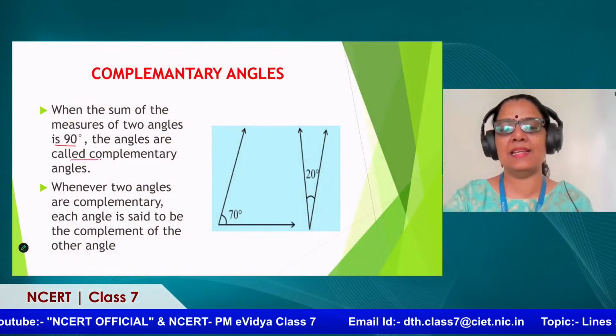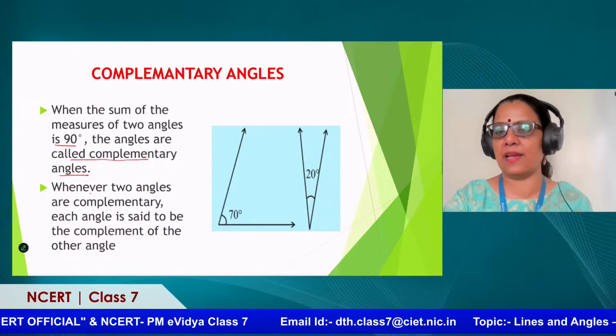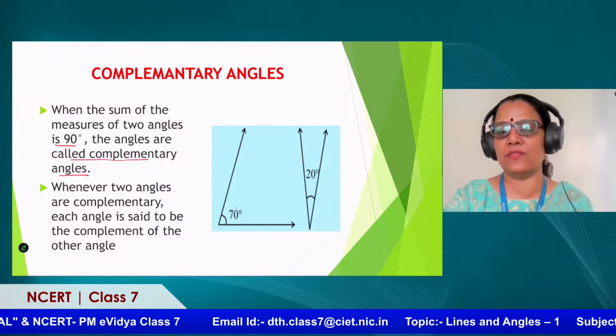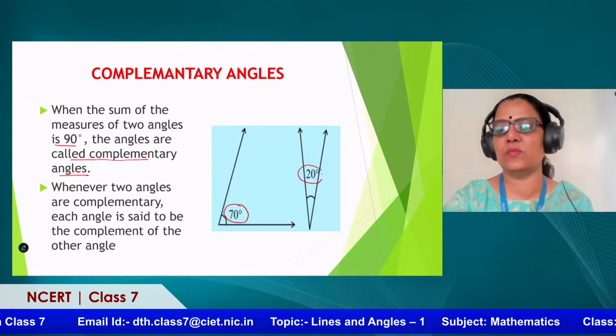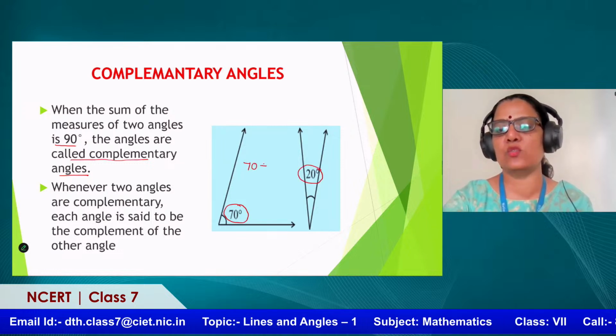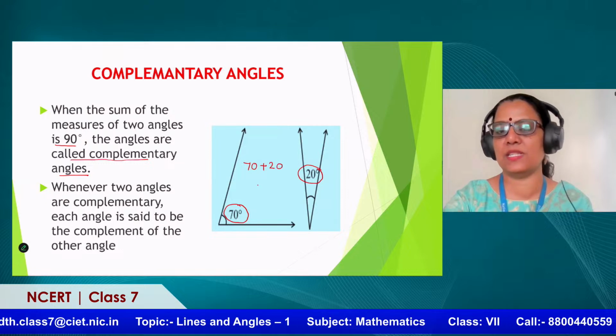So this is complementary angle. Complement is something which we all like, right? So here in math also we have something called complementary angles. What do you mean by complementary angles? When the sum of the measures of two angles is 90 degrees, then the angles are called complementary angles. If you look at this figure, you see one angle here, 70 degrees, and the other angle here, 20. So what is the sum of these two angles, which is 70 plus 20?